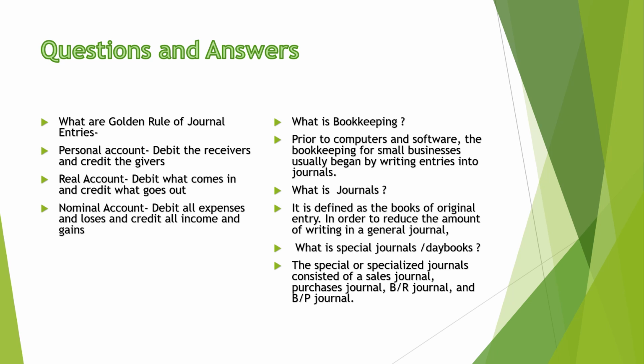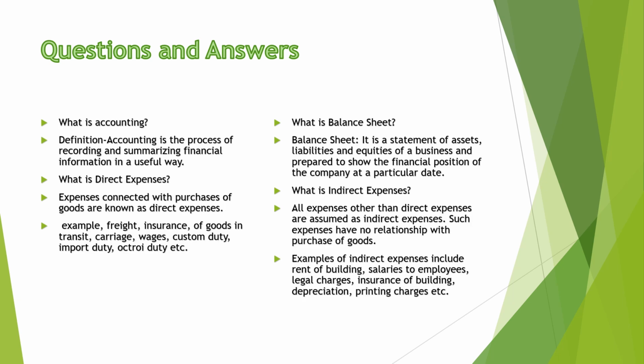So there are some subsidiary books to help the main book. These may be day book, sales book, purchase book, bills receivable book, bills payable book, etc. Another question: what is accounting? It is the process of recording and summarizing financial information. What are direct expenses? Those which are incurred to produce the goods and services and which are related to the purchase of raw material. What is a balance sheet?